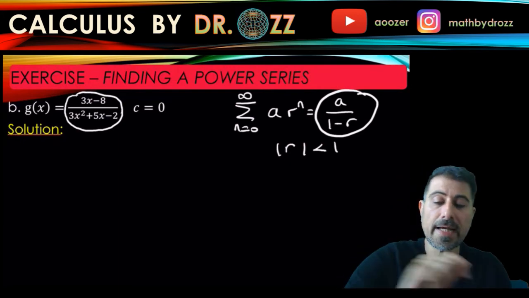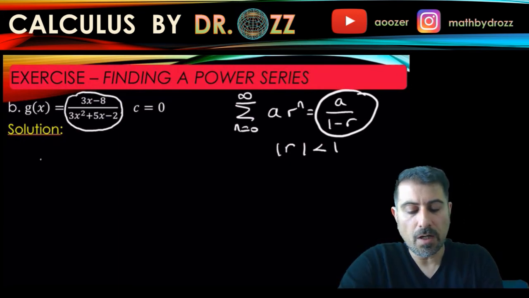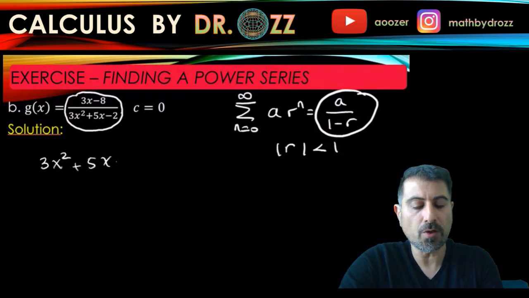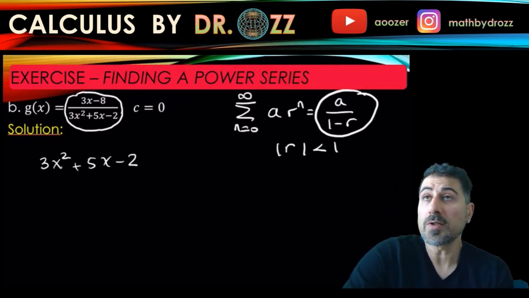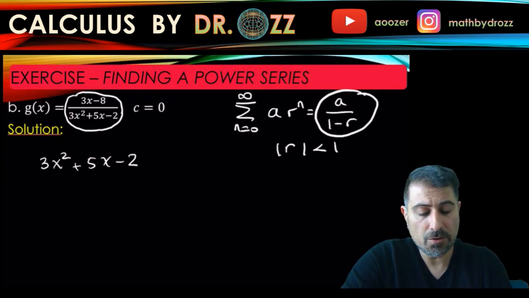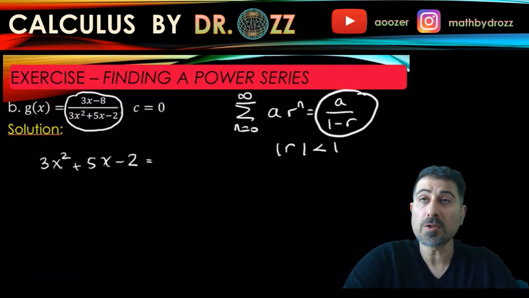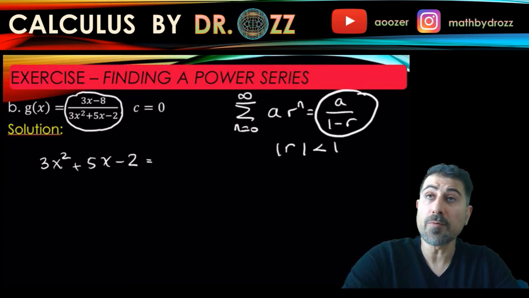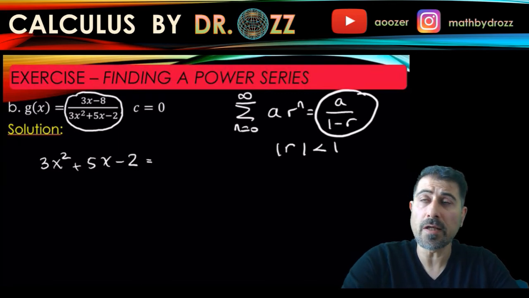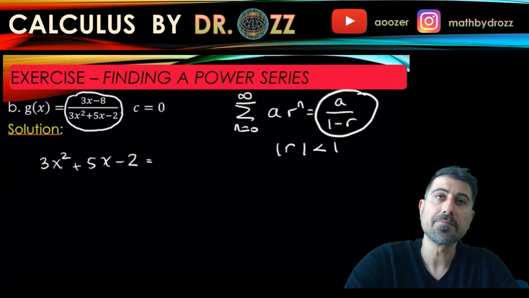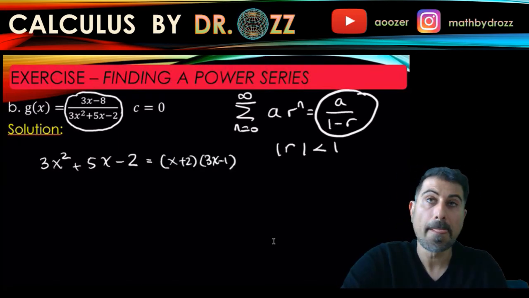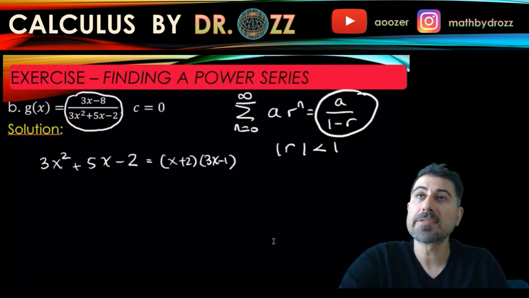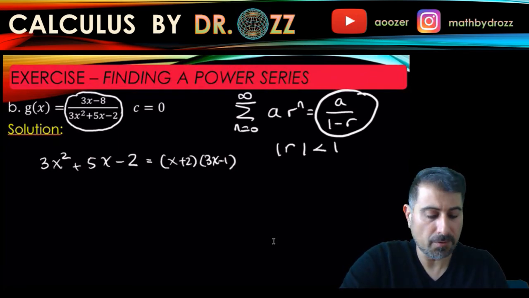But to do that, we first have to find the right factors for 3x squared plus 5x minus 2. You can use the quadratic formula to find the zeros, and that would probably help you to construct the factors. But I'm going to write it right away, and then you can pause the video and work through that. All right, so we have x plus 2 and 3x minus 1 as factors.